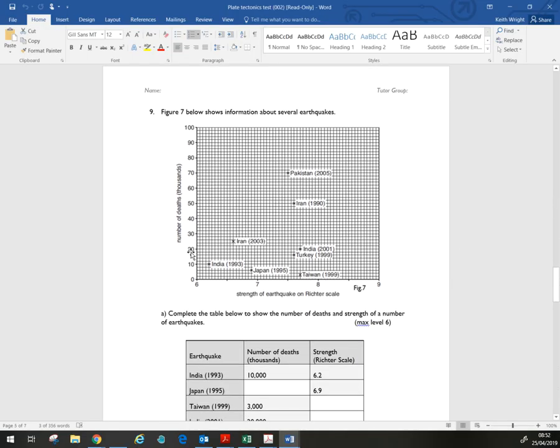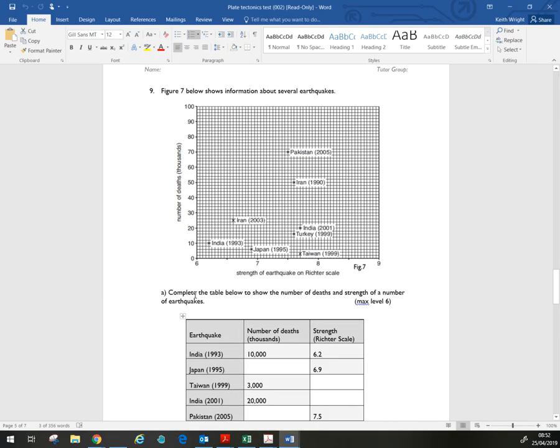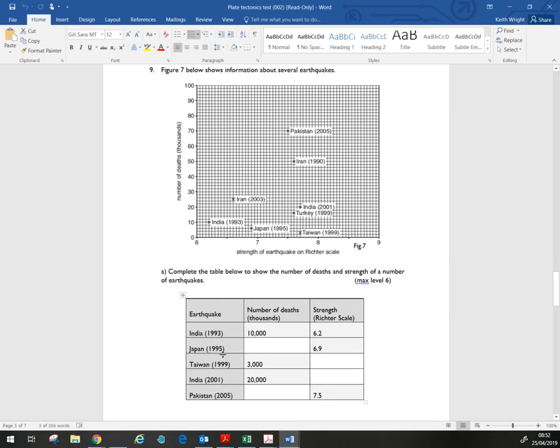Okay, so another skills-based question here. We've got figure 7 below shows information about several earthquakes. We've got a scatter graph with number of deaths in thousands on here and the strength of the earthquake on the Richter scale. You've just got to complete the table. Easy peasy. Japan, 1995. Let's find Japan. 6.9 on the Richter scale. And the deaths were 6,000.